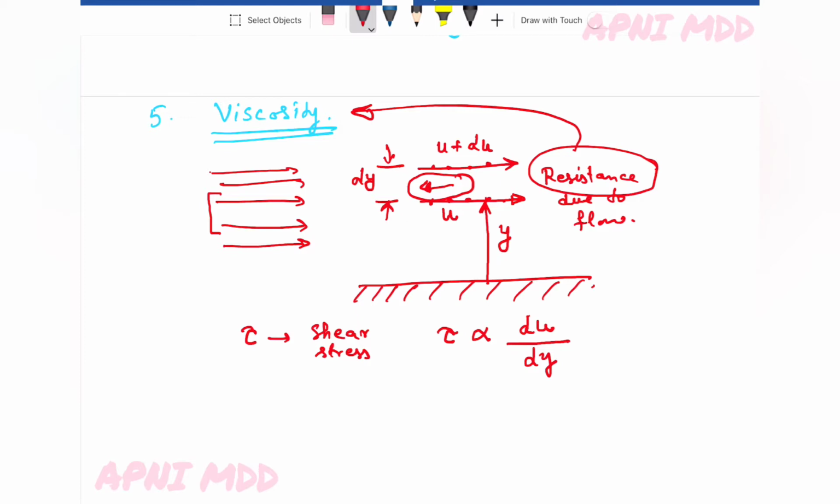Now this du by dy is also called the rate of change of velocity with respect to y, or we can also call it the velocity gradient.